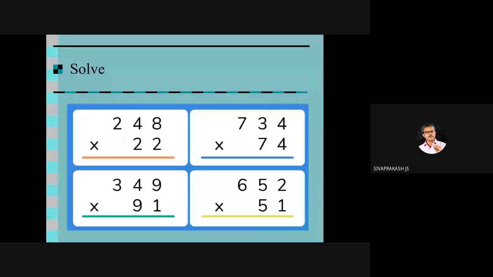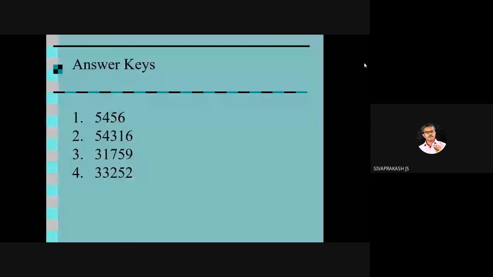Let me give you the answer keys also. Question number 1, the answer is 5456. Question number 2, 54,316. Question number 3, 31,759. Question number 4, 33,252. Please take down the answers in your paper so that you can value all the 3 papers quickly.